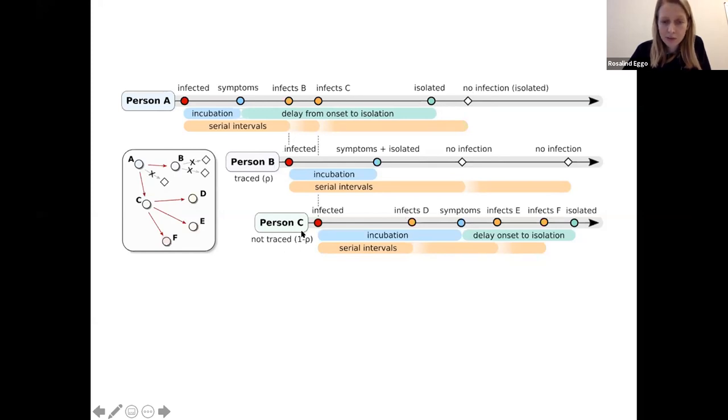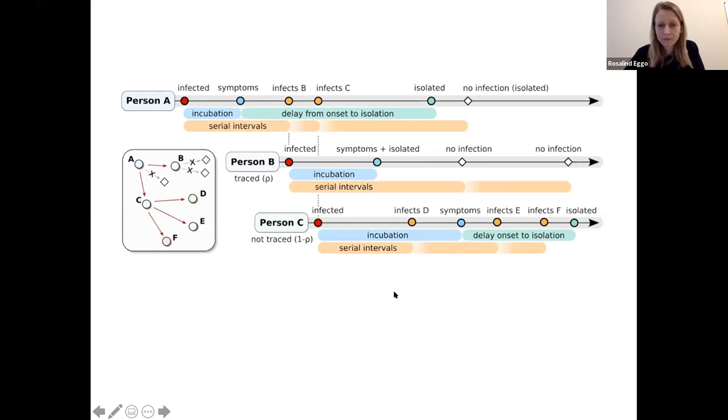C is not traced, with probability 1 minus rho. Because person C is not traced, you can see that they are not isolated on symptoms and they go on to infect more people. And if you look in the paper, you can see a much bigger version of this figure with every possible combination.